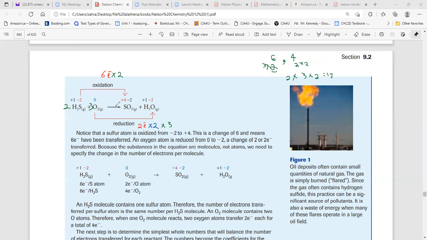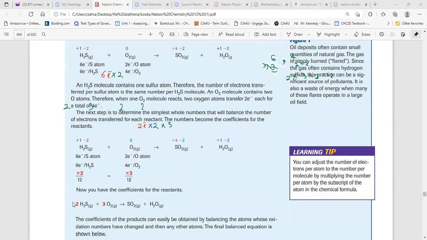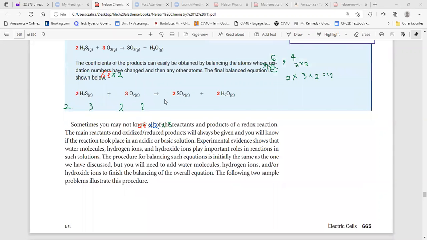For S here, we have 2, so I have to put the 2 here. For oxygen, 3 multiplied by 2 is 6 oxygen here. I need to have 6 oxygen here. That's why it's 4 here. So I need two more oxygen. So that's why you put 2 here. Look at the hydrogen. We have 4 hydrogen here and 4 hydrogen here, and it's balanced. So just 2, 3, 2, 2. Just want to check. 2, 3, 2, 2, yeah.